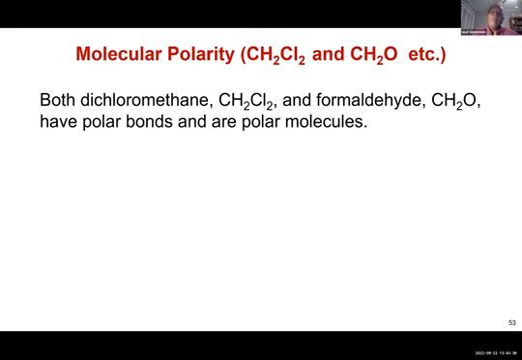This is polar. This is polar. Why? The chlorine bond is polar, carbon-hydrogen bond is non-polar. These two are polar. The negative end is on here. Positive end is here. Negative end is here. Positive. So they add up.